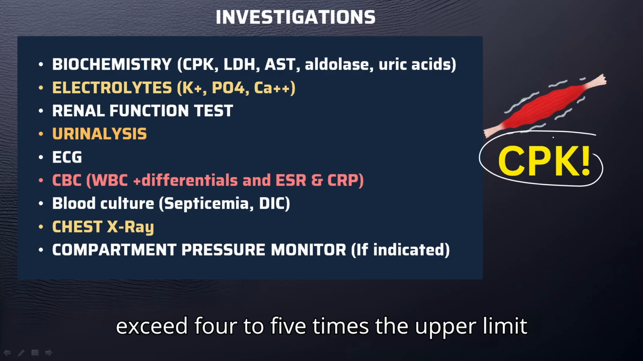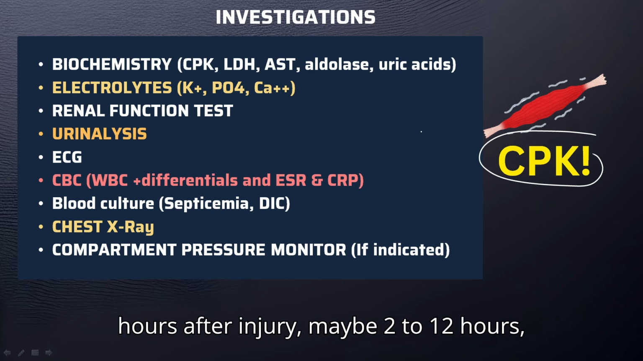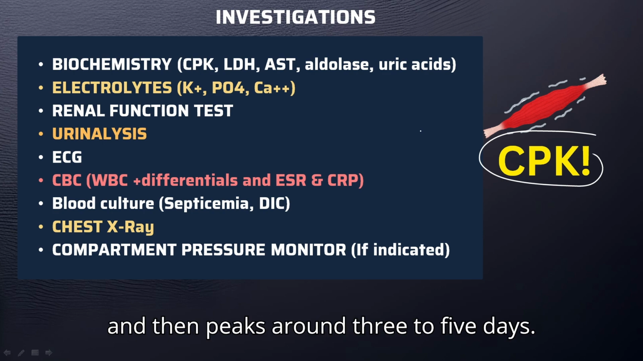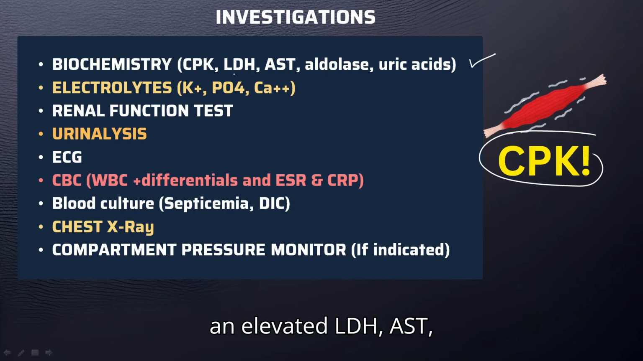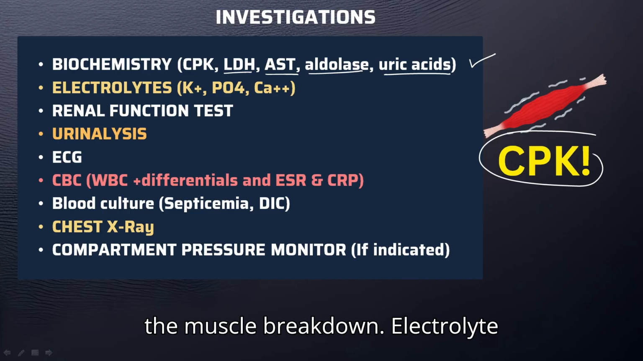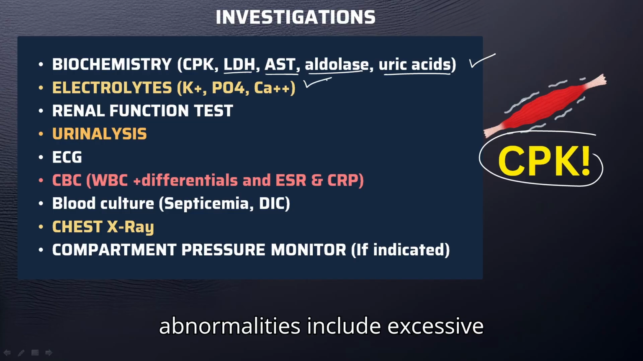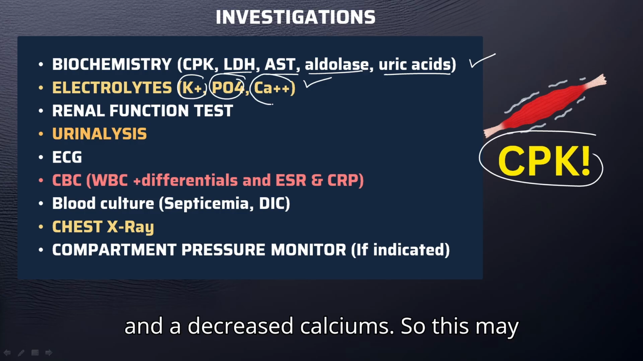Levels typically exceed 4 to 5 times the upper limit of normal. It may rise within a few hours after injury, maybe 2 to 12 hours, and then peaks around 3 to 5 days. Other biochemical investigations include an elevated LDH, AST, aldolase, and uric acids as a result of the muscle breakdown. Electrolyte abnormalities include excessive potassiums, hyperphosphatemia, and a decreased calciums.